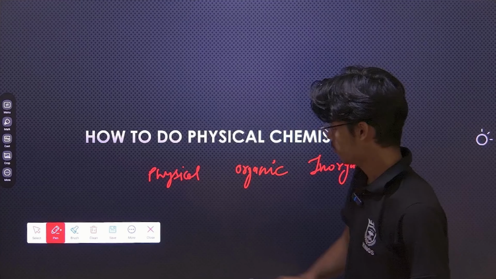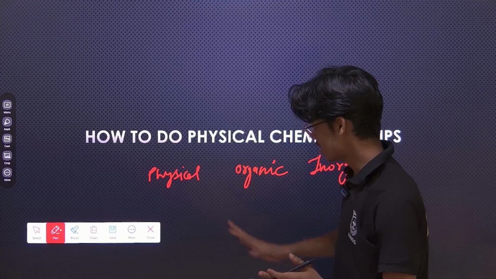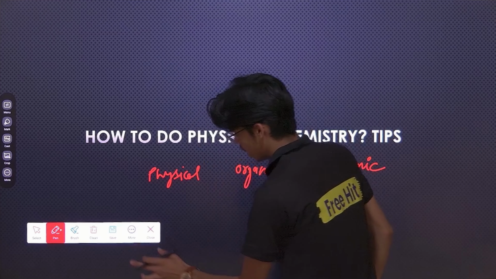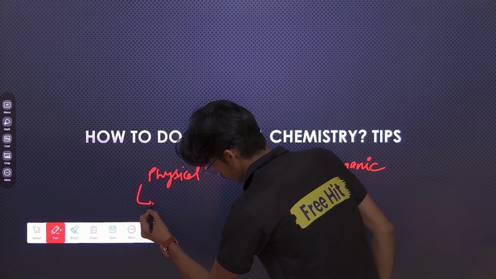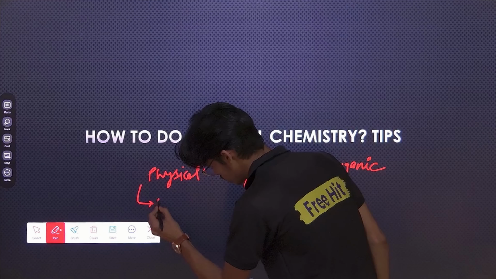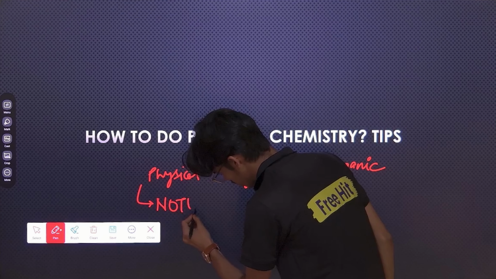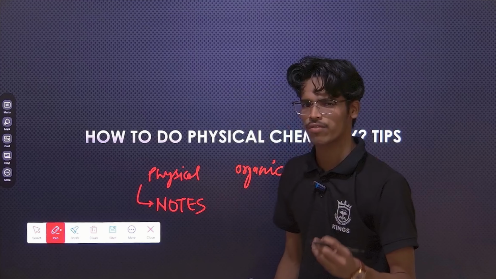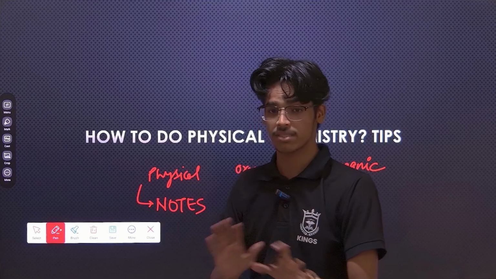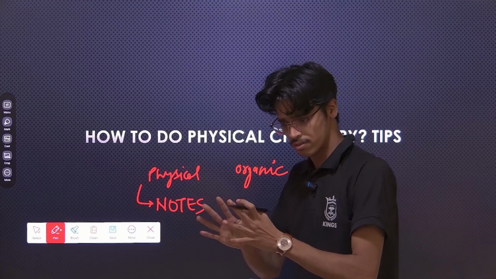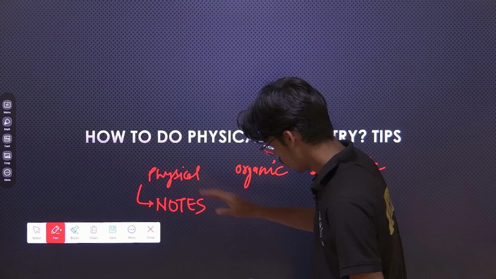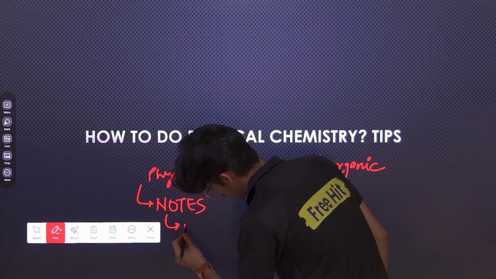In physical chemistry, the first and foremost important thing is that you have to go through all the notes. This is one of the easiest parts of chemistry. Just go through the notes, and you're done with like 80% of the problems if you've gone through a lot of formulas and a good number of problems. Notes first, and then you can go with PYQs.